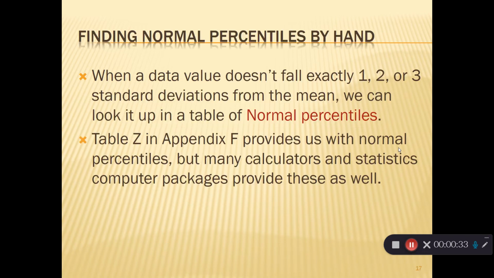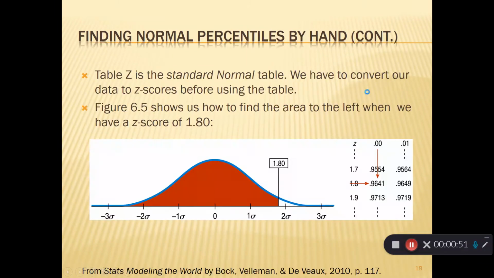But what if our data values don't fall exactly 1, 2, or 3 standard deviations above or below the mean? Well, then we can use a table of normal percentiles or our calculator in order to look up the percentages that go with those values. So we're going to investigate how to do that now.